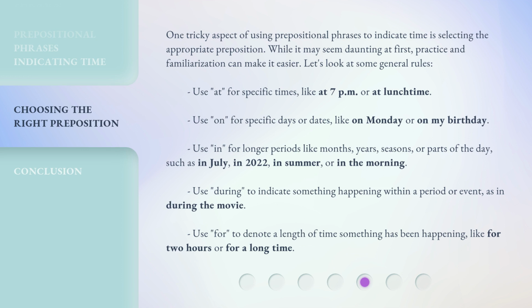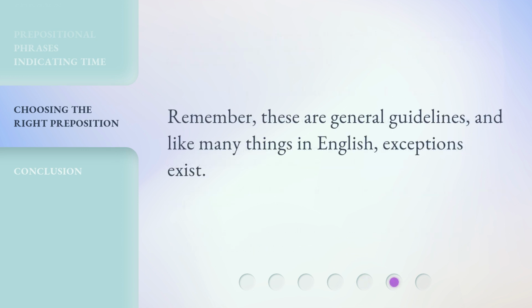Use in for longer periods like months, years, seasons, or parts of the day, such as in July, in 2022, in summer, or in the morning. Use during to indicate something happening within a period or event, as in during the movie. Use for to denote a length of time something has been happening, like for 2 hours or for a long time. Remember, these are general guidelines, and like many things in English, exceptions exist.